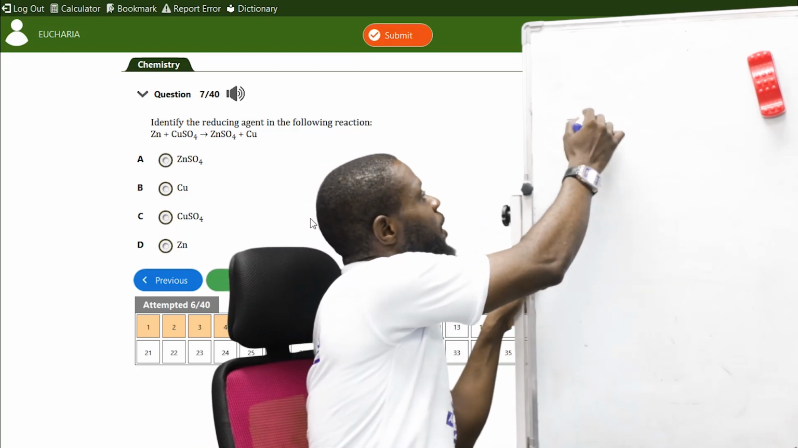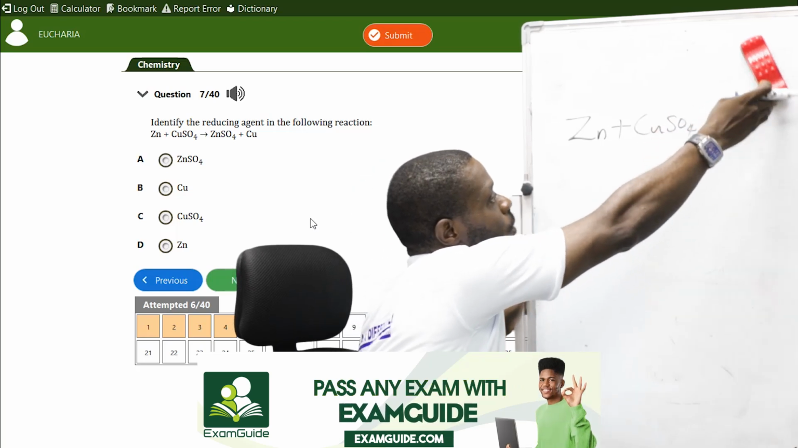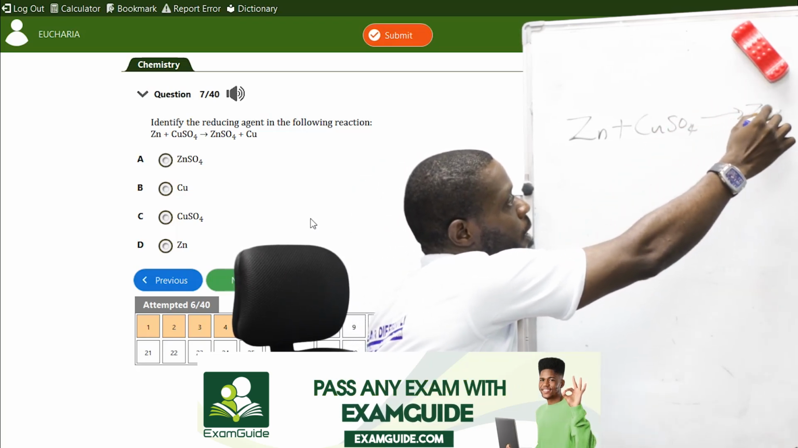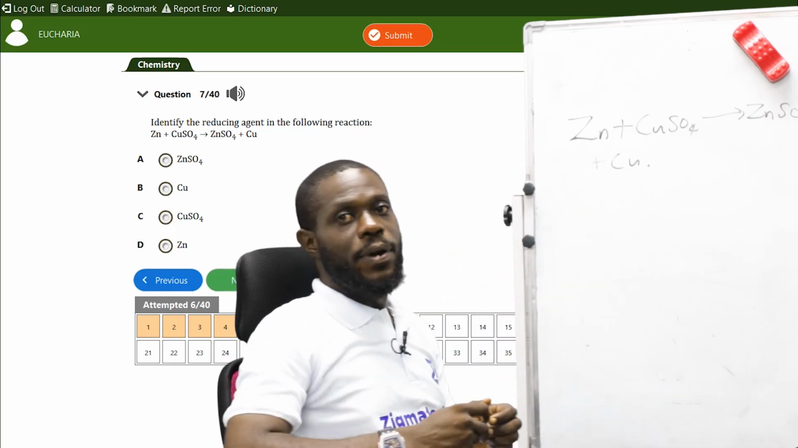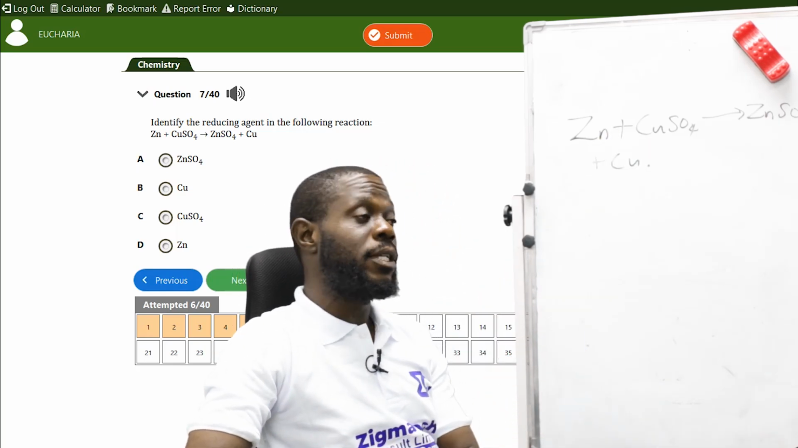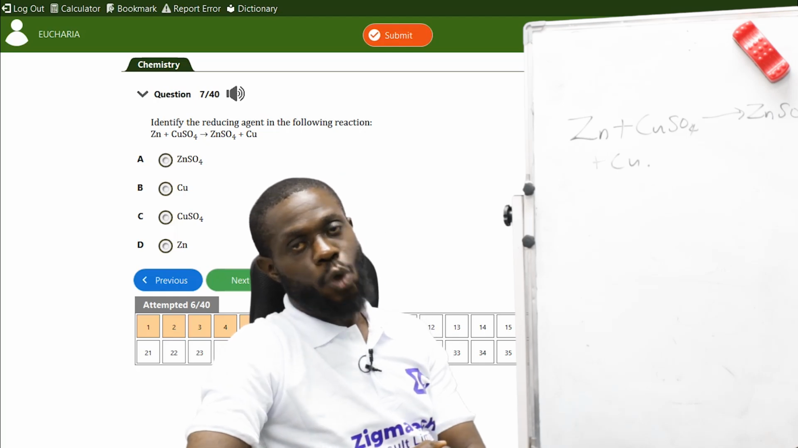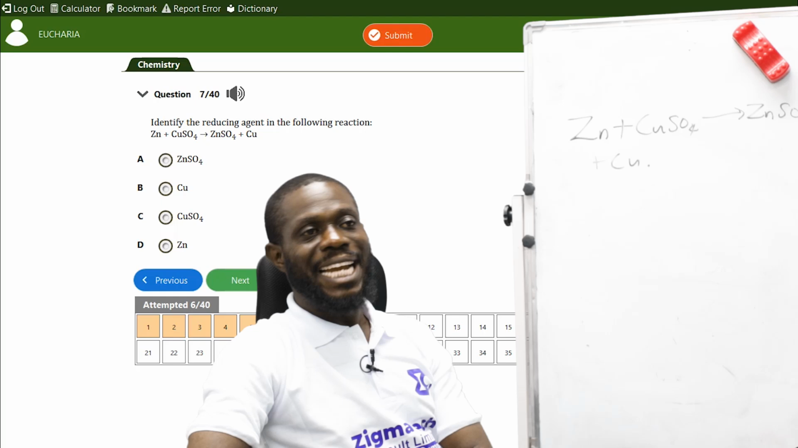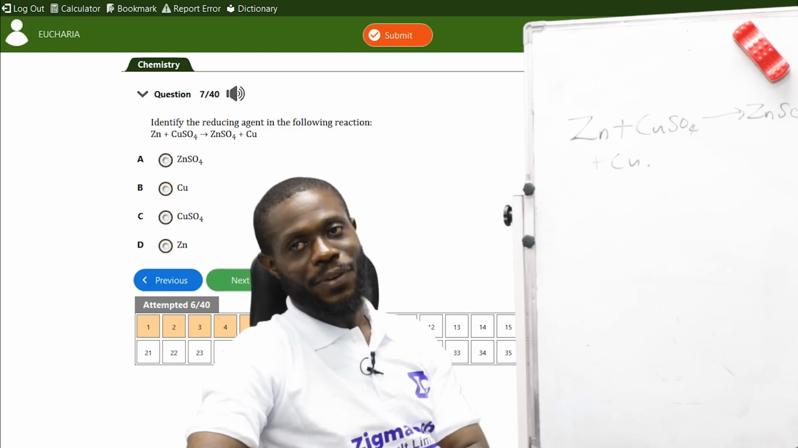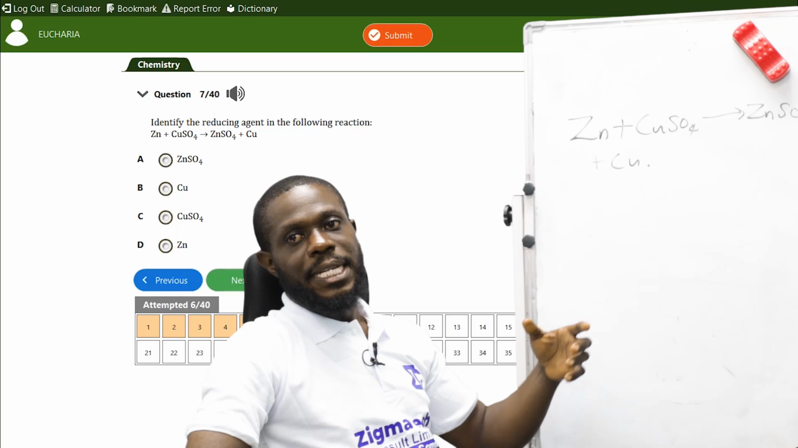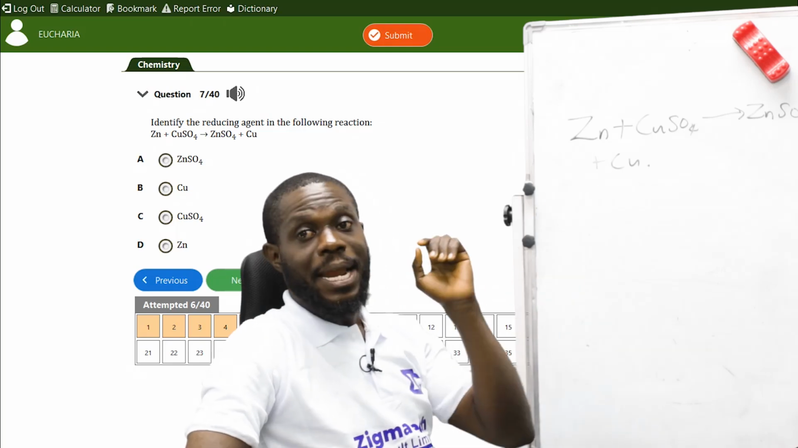Now, if you check the reaction, it is zinc reacting with copper sulfate, which gives us zinc sulfate and copper. Every reaction that talks about a reducing agent, there is an addition to the first element in the reaction. While in every oxidizing reaction, there's a subtraction from the first element in the reaction. So in other words, the first element gains electrons.